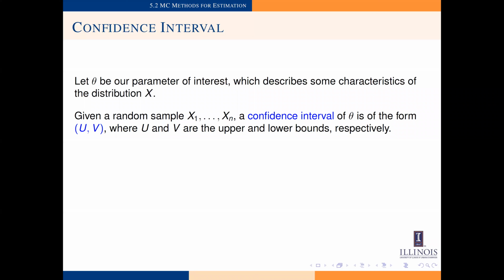Then, given a random sample x1 up to xn, a confidence interval of theta takes the form of the interval from u to v, where u and v are the corresponding lower and upper bounds for the interval. You should note that here, both u and v are functions of the observed data. So based on your samples, you try to find out what the confidence interval is. You just apply some kind of transformations of your samples and get the upper and lower bounds.